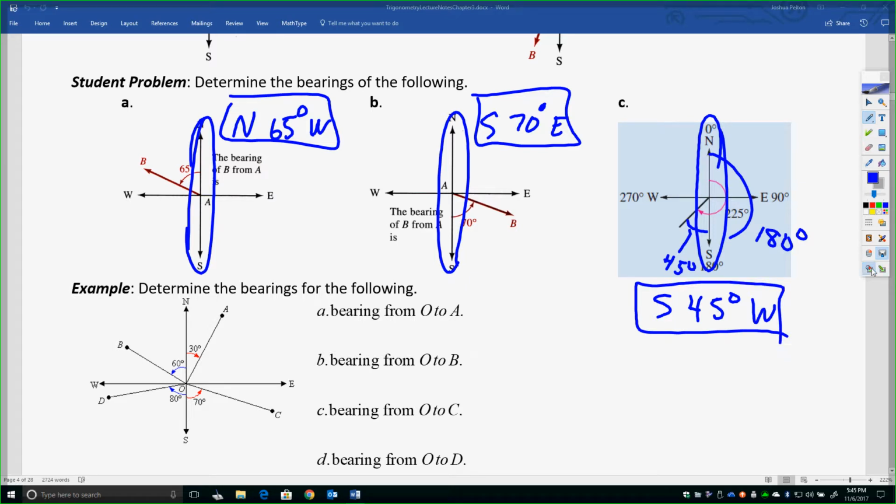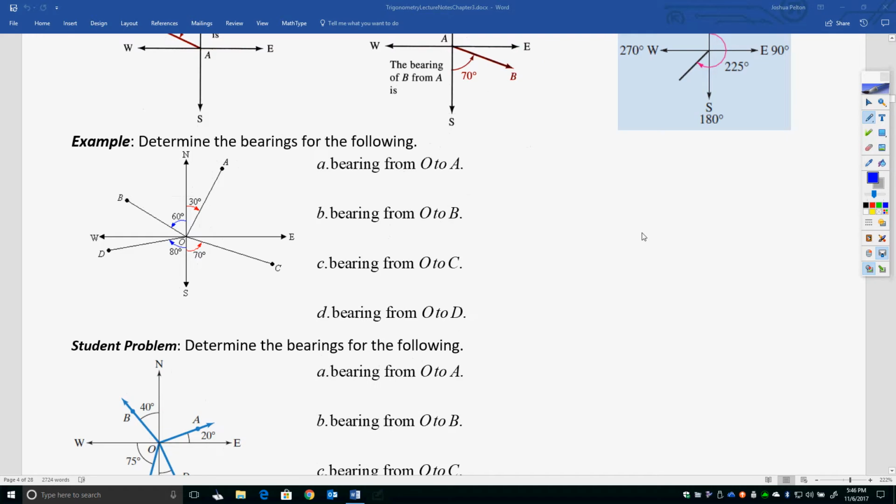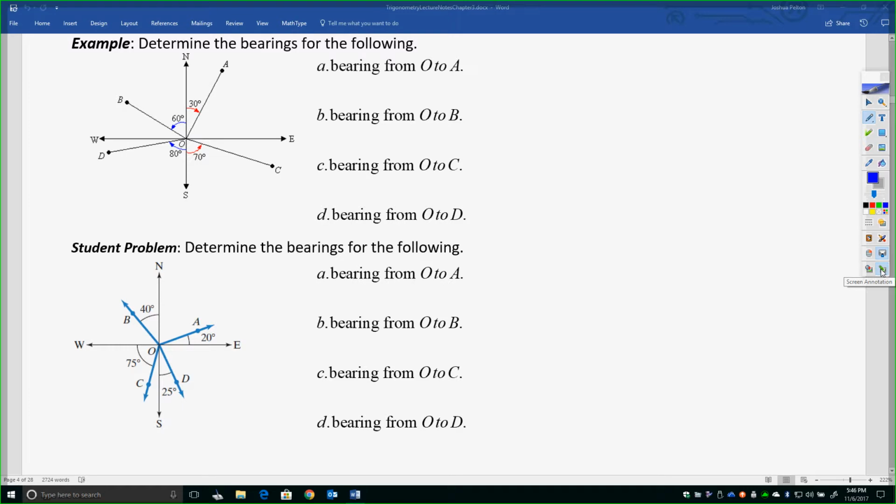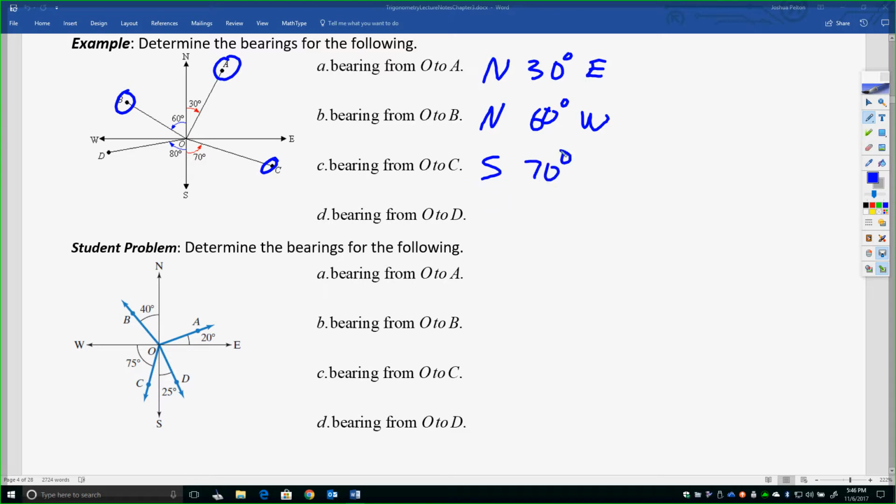Okay, let's try some more examples. Typically bearing problems will be given in terms of a point A to point B, or in this case from a center O to other points such as A, B, and C. So in this case, if I go to A from O, that's north by 30 degrees east. If I go from O to B, that's north by 60 degrees west. And finally, O to C is south by 70 degrees east. And D is south by 80 degrees west.